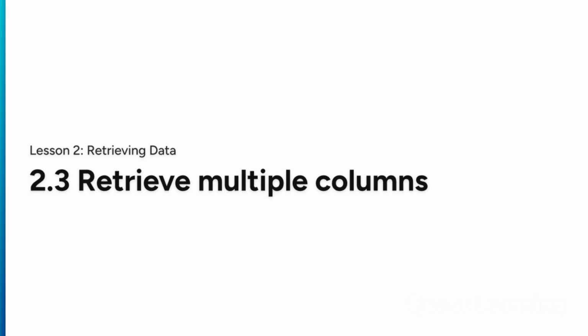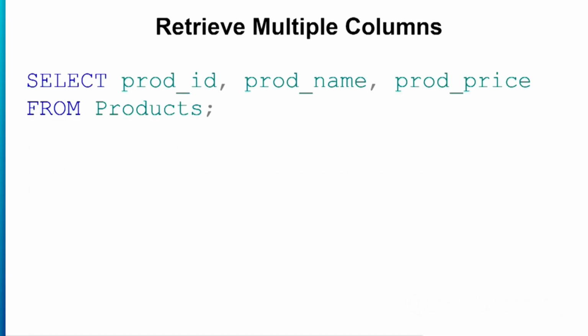So returning one column with a SQL select was pretty easy. How do we select multiple, 2, 3, or more? Well, it's no more complicated. You simply list all of the columns, and they have to be listed in a comma-delimited list. Here you can see 3 being selected. Let's again go back to the editor and take a look at that.